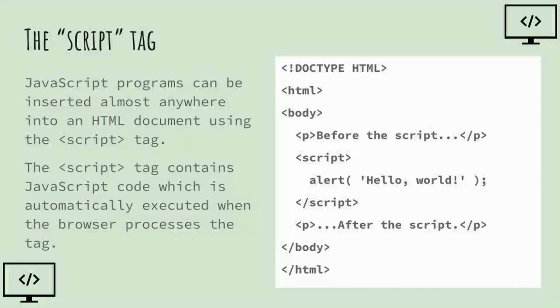First and foremost, we are going to talk about the script tag. We can insert the JavaScript code in any HTML document by using the script tag. The script tag contains JavaScript code which is automatically executed when the browser processes the tag. In the example, you can see the script tag is showing alert hello world. It will show a pop-up message as hello world when this code is executed.